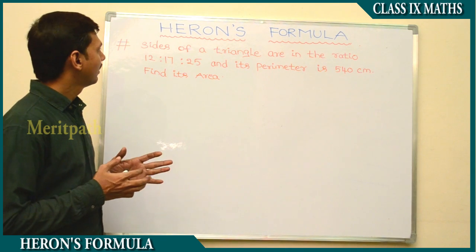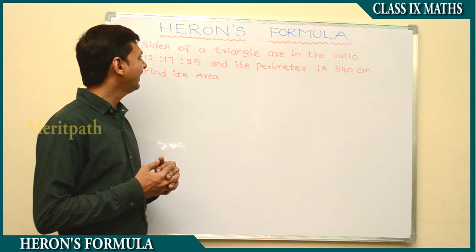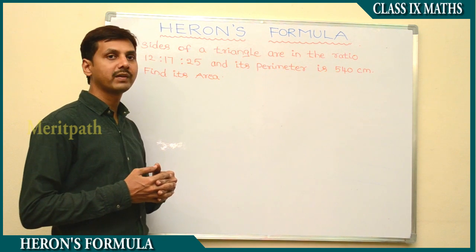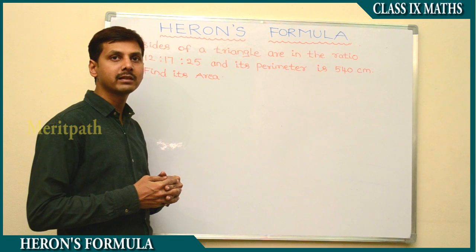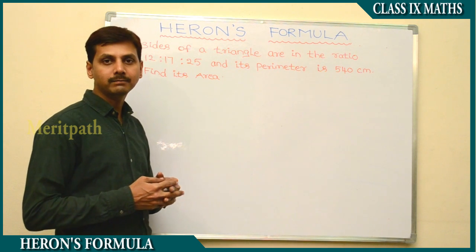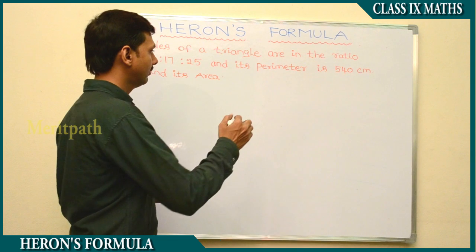Formula. The sides of a triangle are in the ratio 12:17:25 and its perimeter is 540 centimeters. We need to find out its area. Let's draw a triangle.